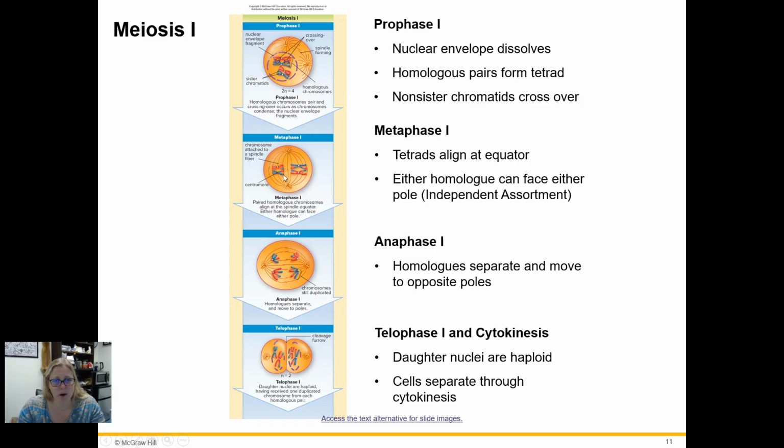In metaphase 1, okay, your tetrads are still together. Those homologous pairs are still hanging out with their buddy. Now, those homologous pairs are going to line up at the middle of the cell. However, what we need to keep in mind here is that the homologous pairs can line up however they want in the middle of the cell, so long as they're with their buddy.